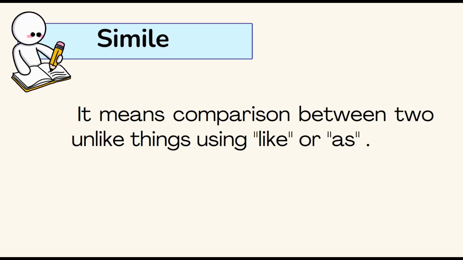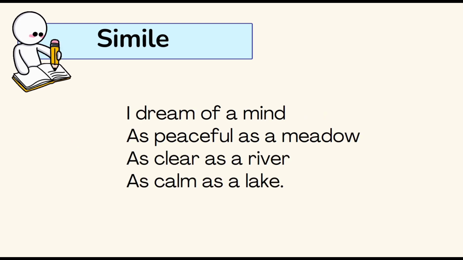Another literary device is a simile. It means comparison between two unlike things using like or as. Example, I dream of a mind as peaceful as a meadow, as clear as a river, as calm as a lake.